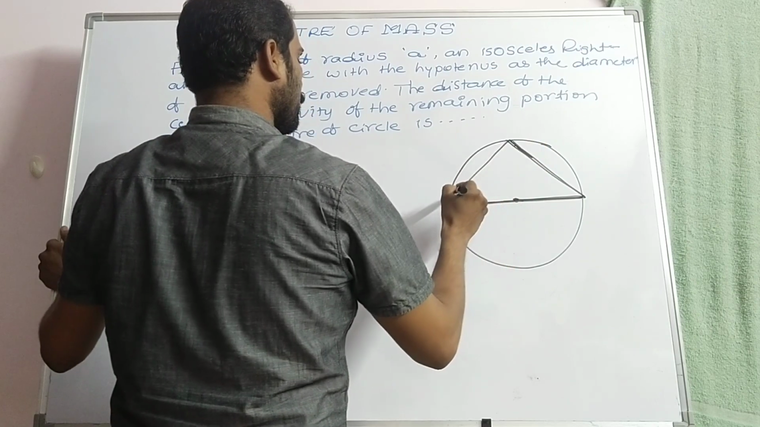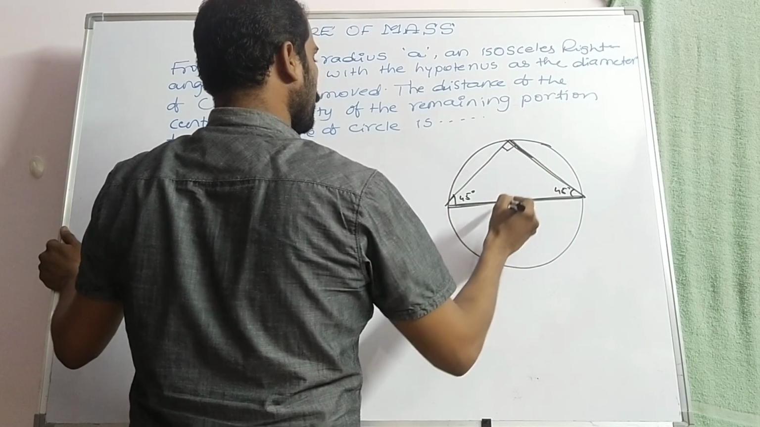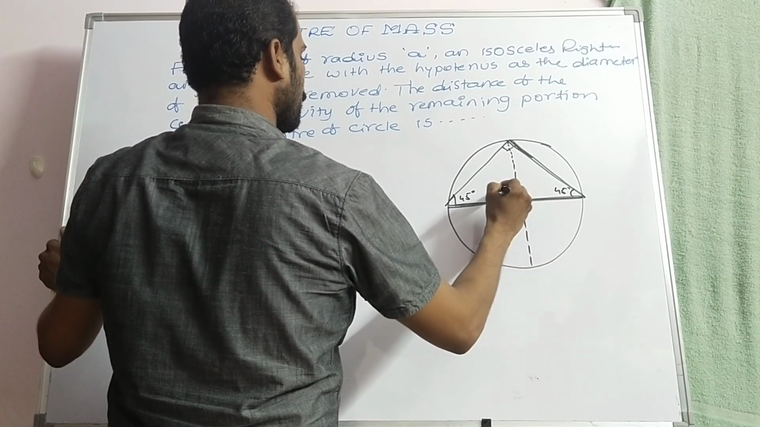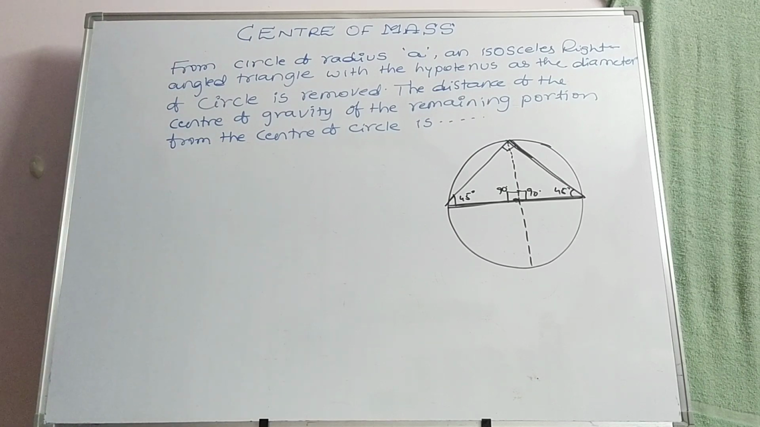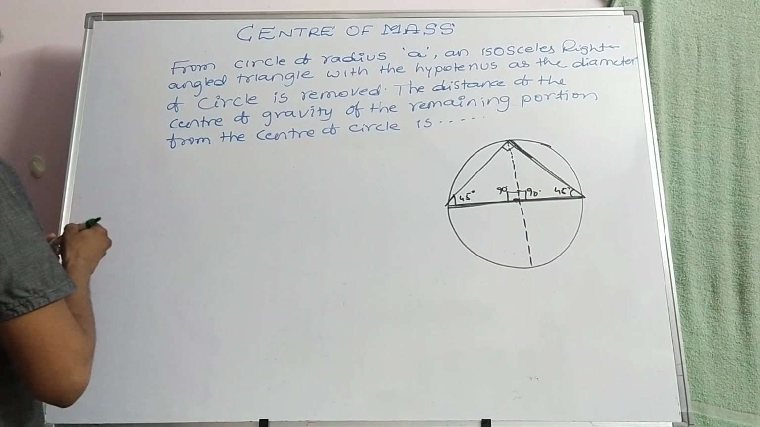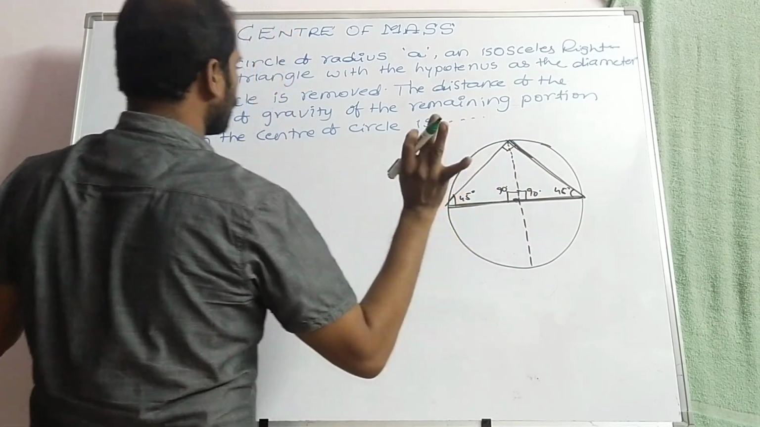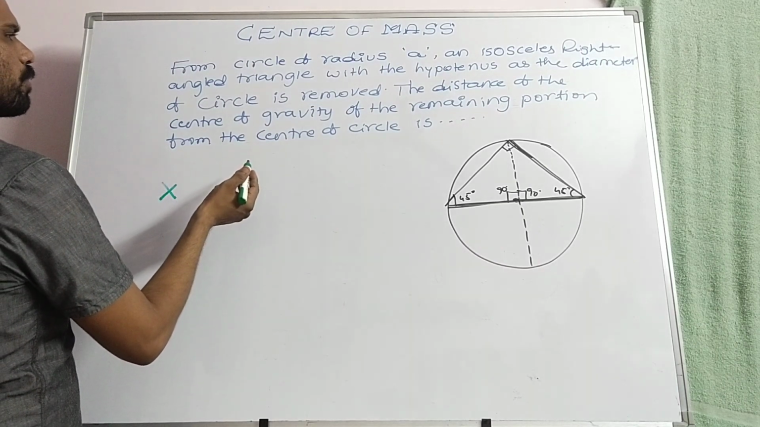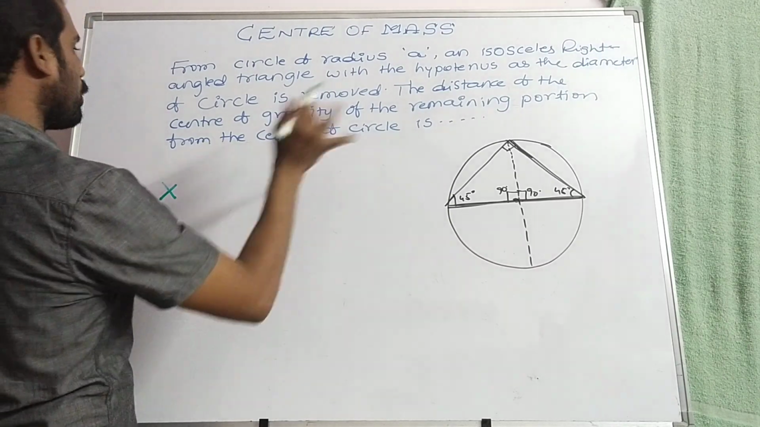Isosceles triangle means here the angle will be 45 degrees, here the angle will be 45 degrees, and here it will be 90 degrees. So if you draw the picture, here it is 90 degrees, here it is 90 degrees. Now we have to find the shift. XCM, after removal of this portion, shifts towards this one, of course. We have to find, for the remaining portion, the distance of the center of gravity from the center of mass.